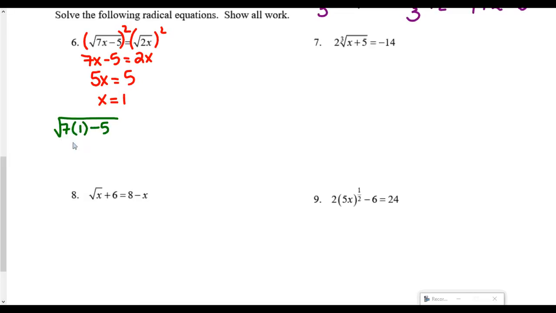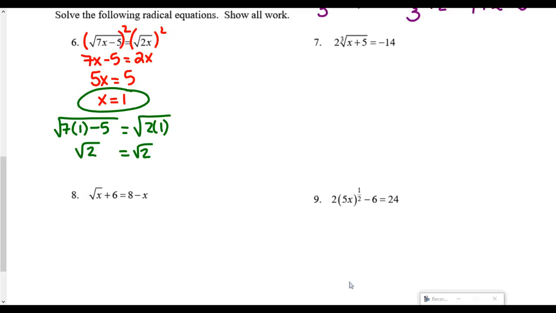On the left side, I have the square root of 7 times 1 minus 5. That's the square root of 2. On the right side, I have the square root of 2 times 1. That's also the square root of 2. So this looks like a good answer. I don't have to cross that out or anything.